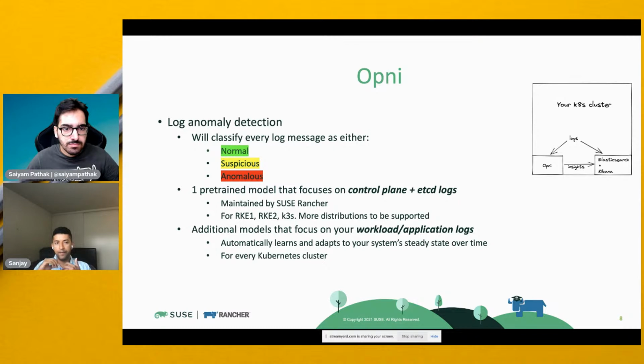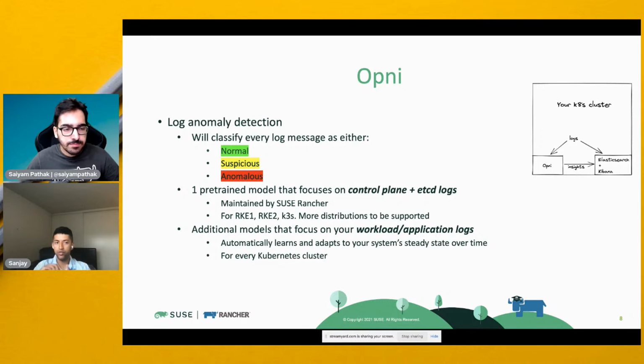So Opni allows the operator to consume log insights as metrics, thus allowing them to set downstream alerts when Opni is raising a lot of logs as either suspicious or anomalous.